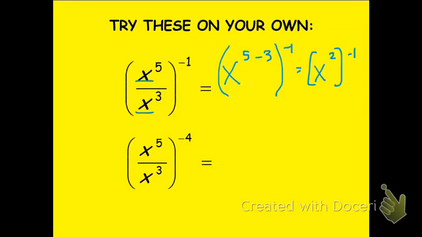Now we're going to handle taking this to the negative 1 power. We said taking anything to the negative 1 power, we're always going to have the reciprocal. So let's flip it. You're going to put what at the top? 1 divided by x to the 2nd power. So this is my answer for my first problem.